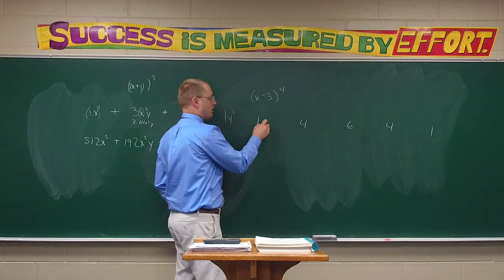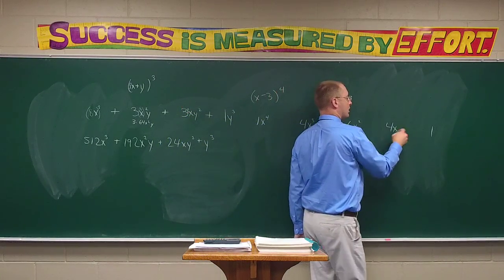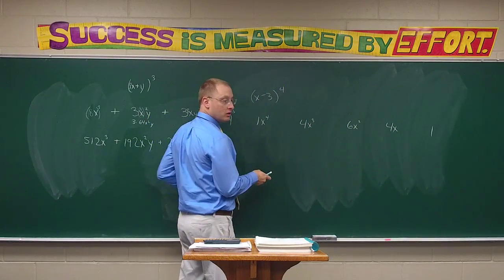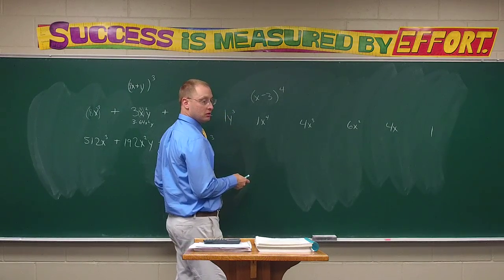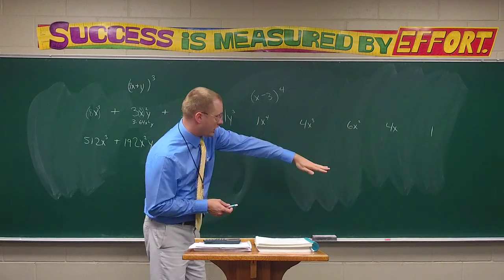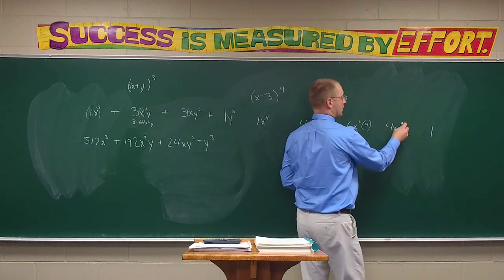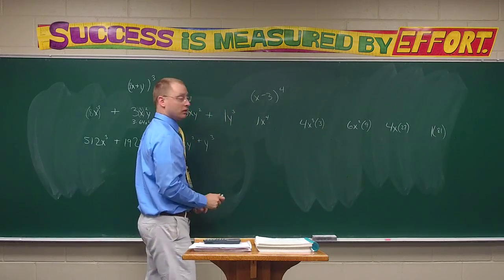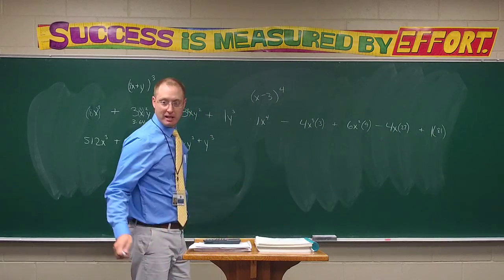Kendall? X squared, x cubed. All right. Genesis? We got our 1, 4, 6, 4, 1 from the triangle. We took the first term and we went 4, 3, 2, 1, gone. Then 3, 9, 27. And Maddie? Alternate signs: positive, negative, positive, negative, positive. And we just got to clean it up a little bit, make it look good.